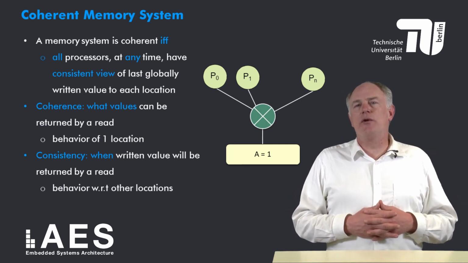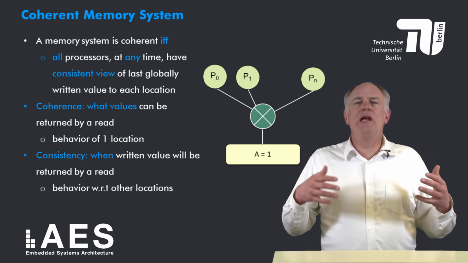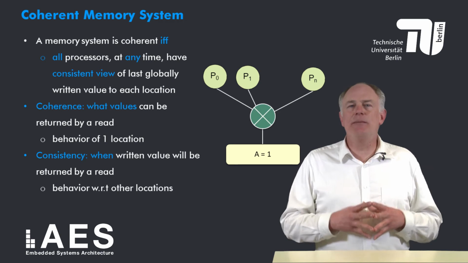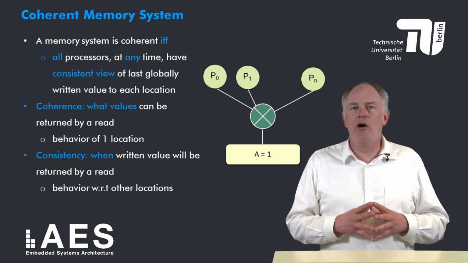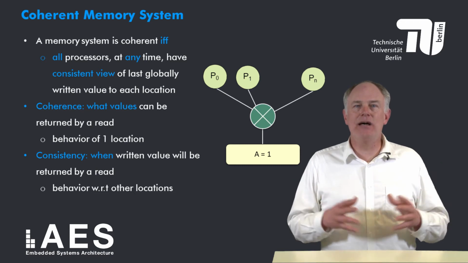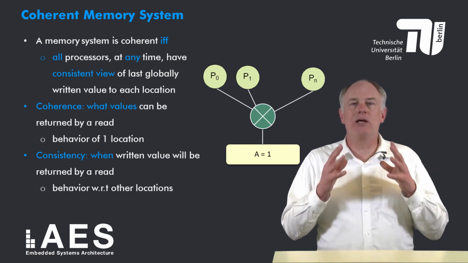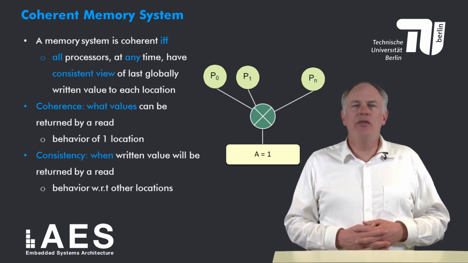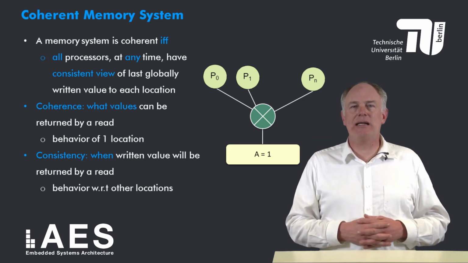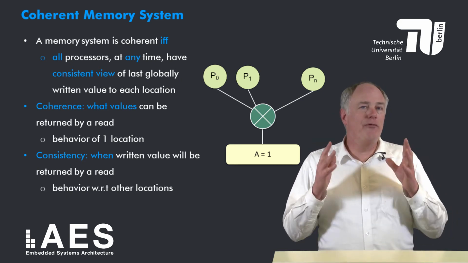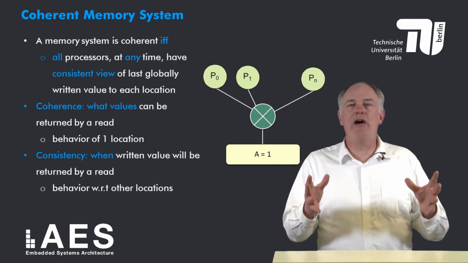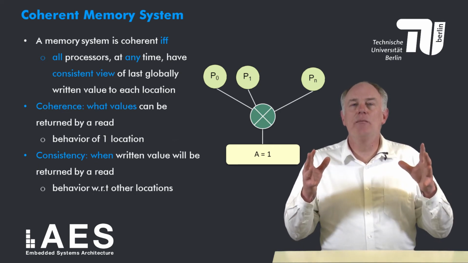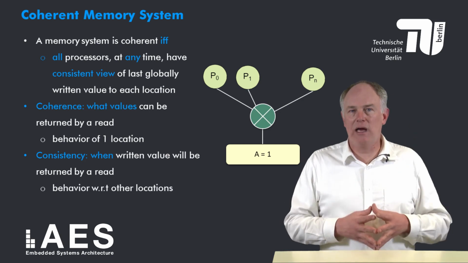Before we look at solutions for the cache coherence problem, let's try to define what a coherent memory system actually is. A memory system is coherent if and only if all processes at any time have a consistent view of the last globally written value to each memory location. Actually, this definition contains two different aspects of memory system behavior. The first aspect, called coherence, defines what values can be returned by a read. It defines the memory behavior with respect to a single location.